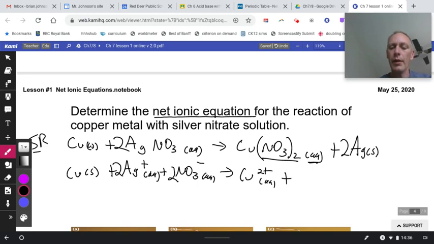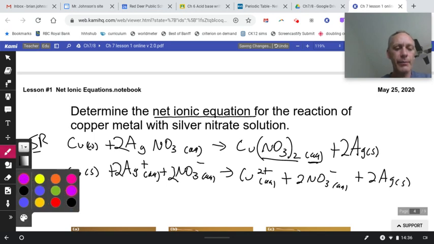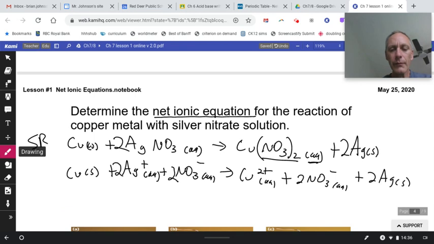Okay, copper 2 plus, 2 nitrate ions, high solubility, and 2 silver solid. Okay, so now we get our pen ready to cancel out spectator ions. Are there any? Comparing both sides, we have 2 nitrates, 2 nitrates. Everything else is different. Okay, so this is similar to that last reaction. It looks like it's one of the ones where we're transferring electrons.